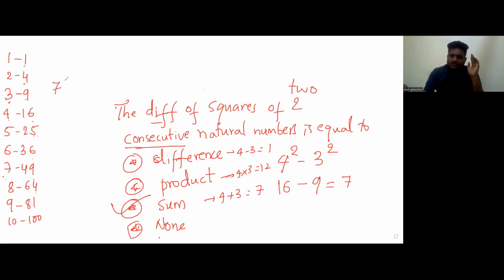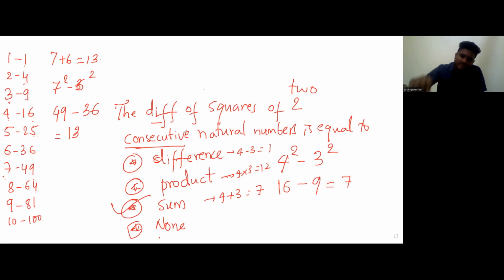What is 7 square minus 6 square? What is 7 square? 49. 49 minus 36. What is 49 minus 36? 13. Yes or no? How can I reach 13? By adding these two. 7 plus 6 is how much? 13. Getting this? So whatever we assumed is correct.